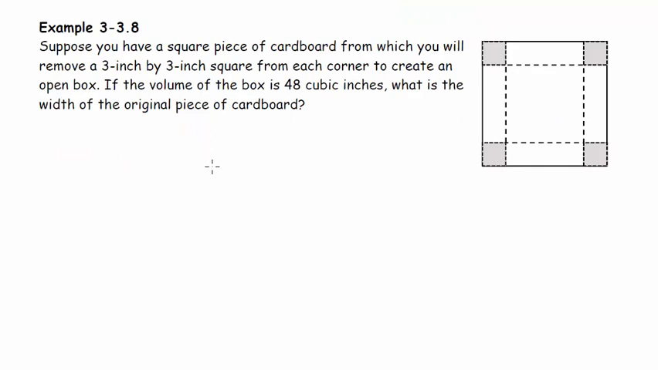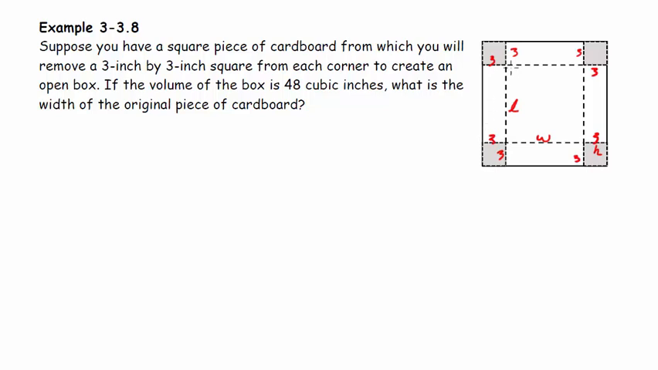Suppose you have a square piece of cardboard from which you remove a 3" by 3" square from each corner. So let's see. This is 3, 3, 3, 3. So I'm going to cut a 3 by 3 square from the corner and fold this box up. So if I fold these sides up, we end up with a box that has a volume of 48 cubic inches. Okay, so this might be my width, this might be my length, and then my height here is 3. What is the width of this such that we have this volume of 48 cubic inches?